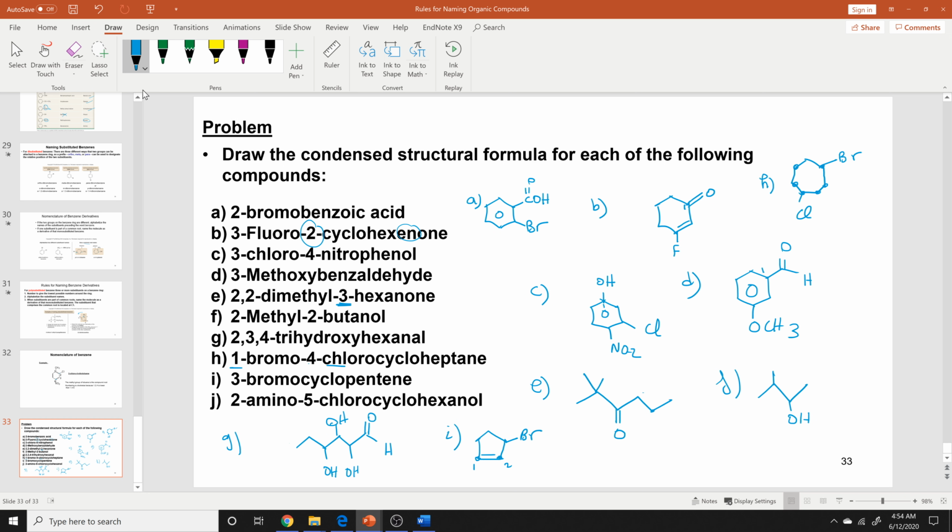And the last one, J, is 2-amino-5-chlorocyclohexanol. So you have your cyclohexanol in there. It's a cycle, no double bond, so no circle inside. So this is cyclohexanol. On carbon 5, this is 1, 2, 3, 4, and 5, I do have a chloro. And on carbon number 2, 1, 2, I do have an amino. And amino is NH2.